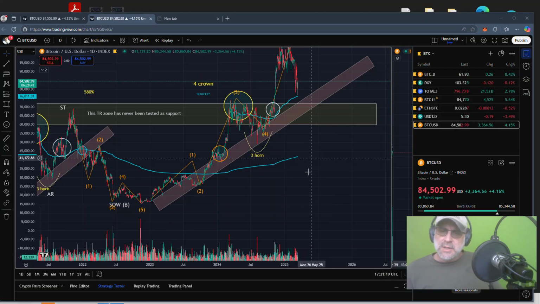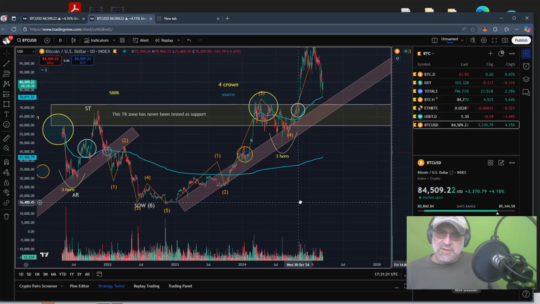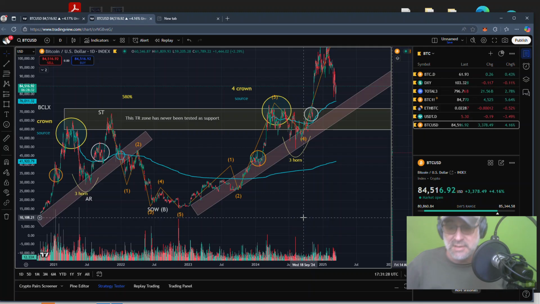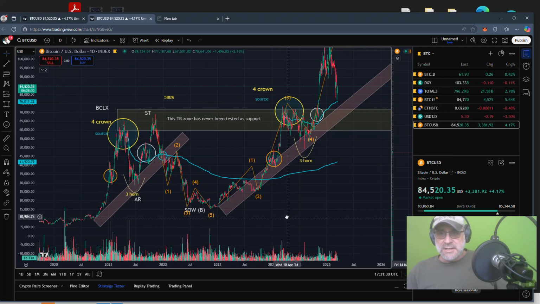Let's do a Bitcoin update. Let's pick up where we left off yesterday with this chart that we have here. Now this is a daily. This is Bitcoin on a daily, so it's a macro chart.